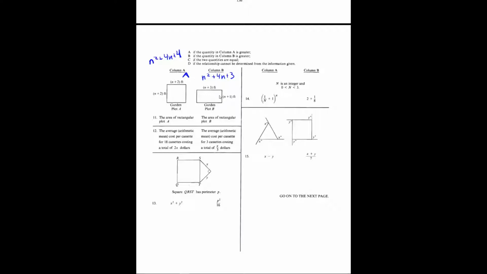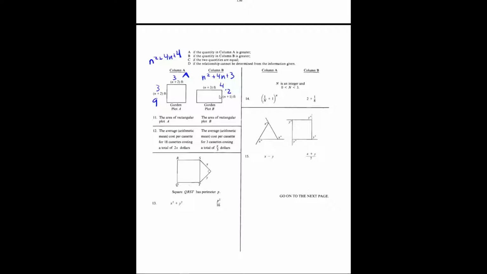One other option we have is we could just plug in numbers. Let's make n 1. This becomes a 3, 3, so that's an area of 9. And then if we plug in 1 here, we have 4. And this is 2. And so that's an area of 8. And again, column A is going to be greater.